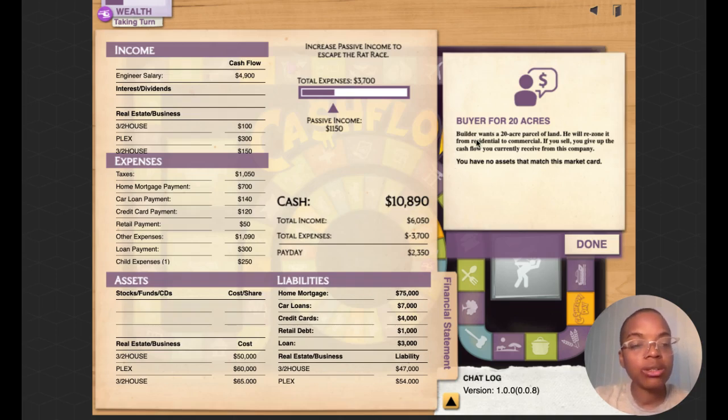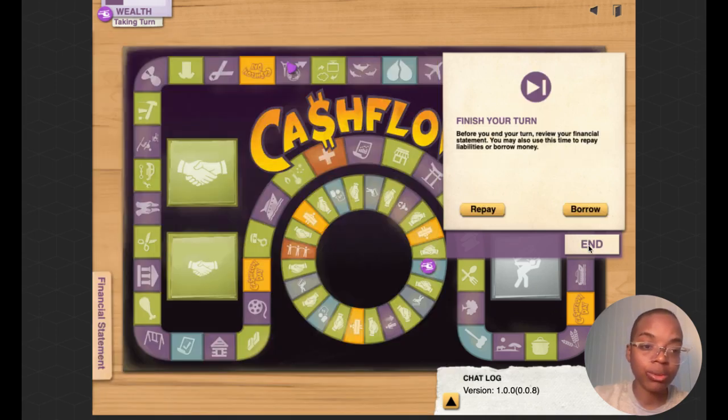Okay, buyer for 20 acres. Builder wants a 20-acre parcel of land. He will rezone it from residential to commercial. If you sell, give up the cash flow. So, hey, if you see any cards that have 20 acres and you might want to take a risk on it, there might be a buyer out there who may want to buy it, and you can sell it at a later date.